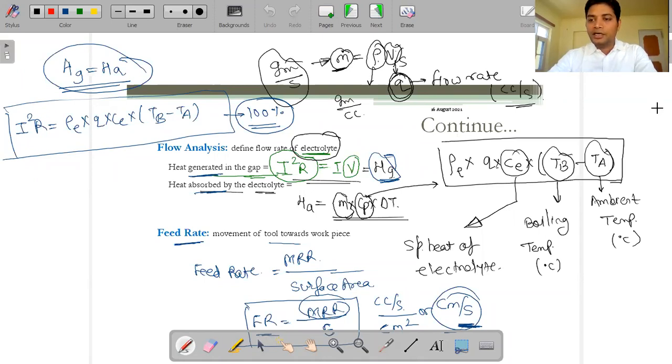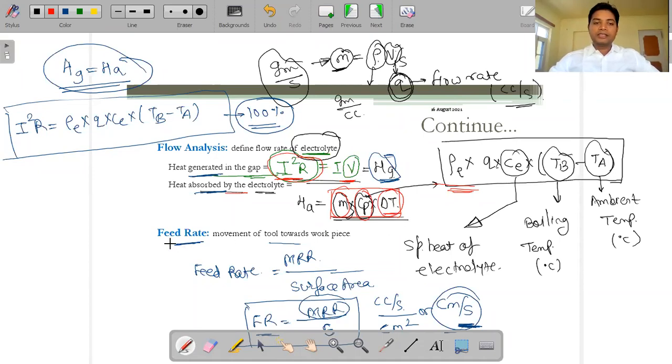That is the heat generated, that is V into I, or as I said, V is very small, so on behalf of V you can just write R. So when you place the R, that will become I square into R. And the heat absorbed by the electrolyte is given simply as m cp dT. I had discussed this: what is the mean value of m that we have to take, what is cp, the specific heat, and what is the change in temperature.